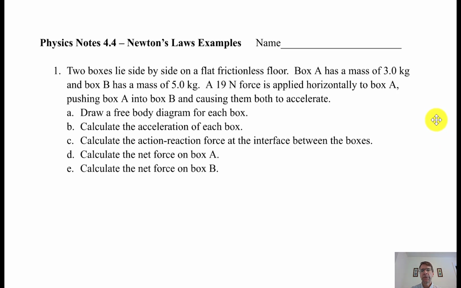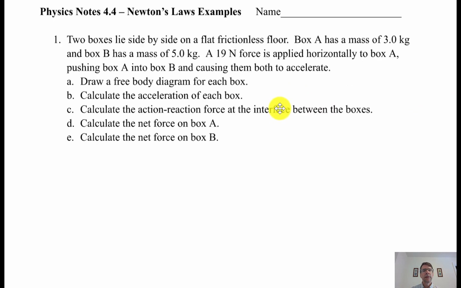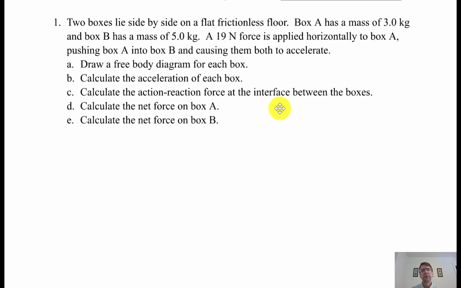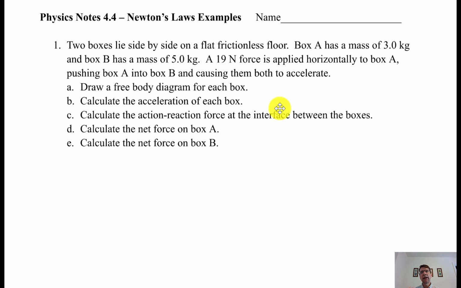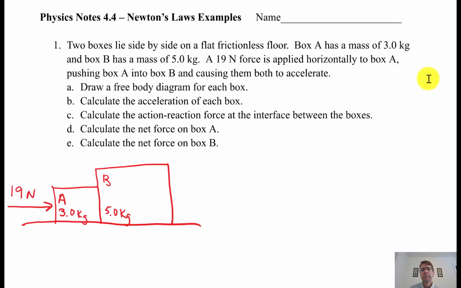So let's practice. All right, so we have this example. It's two boxes sitting on a floor. Box A has a mass of 3 kilograms and box B has a mass of 5 kilograms. So I'm going to draw this situation. So here's the diagram. It's not a free body force diagram yet. We will need to do that.